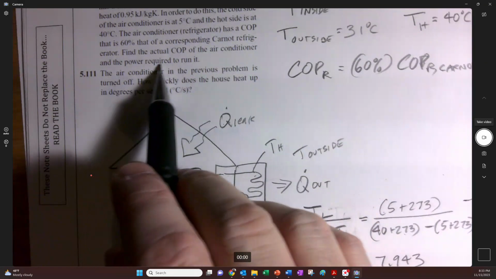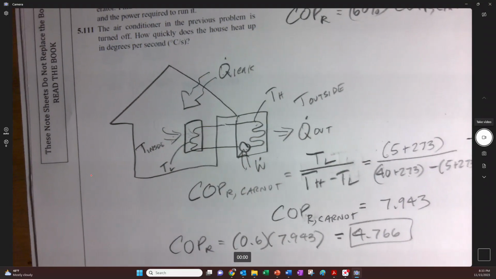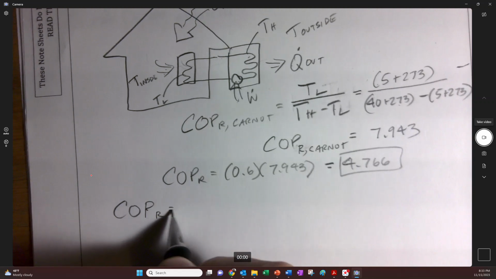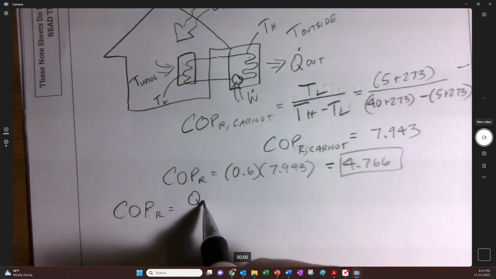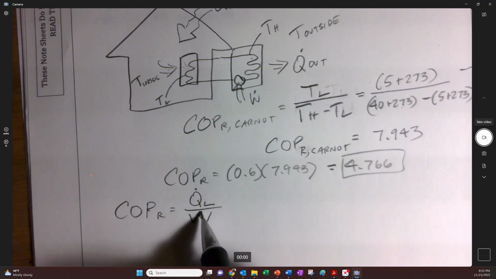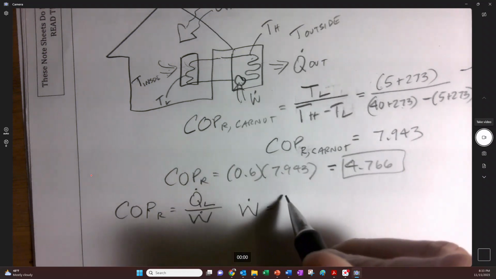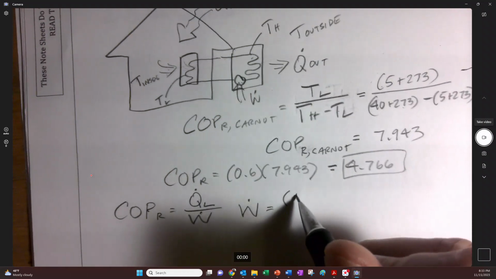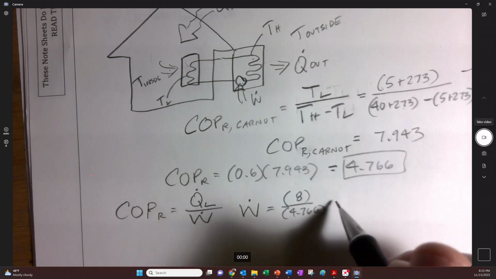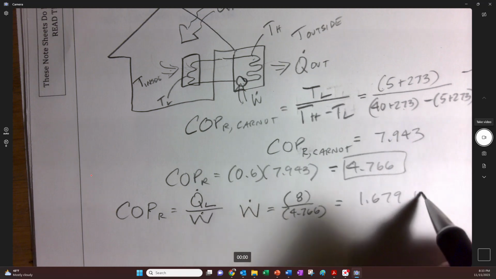I said the actual, and then how much power. Well, remember that the coefficient of performance of a refrigerator is going to be QL, the amount of heat extracted, divided by the power. So we can find the power by dividing the QL, which is 8 kilowatts, by our 4.766. So our required power is going to be 1.679 kilowatts.